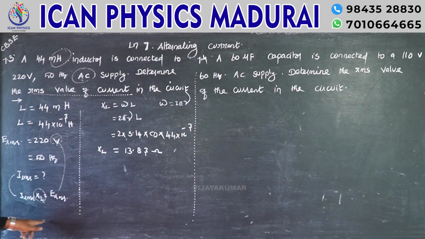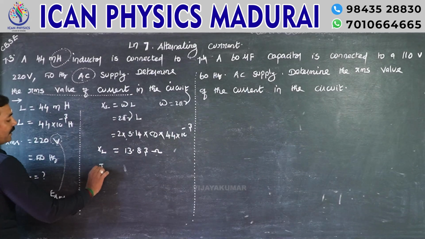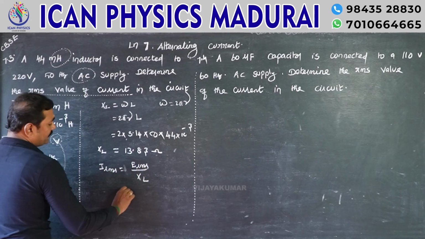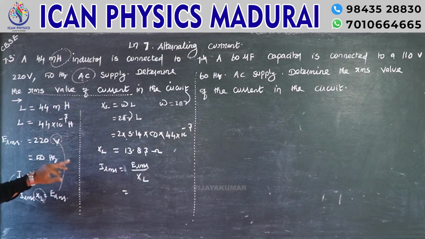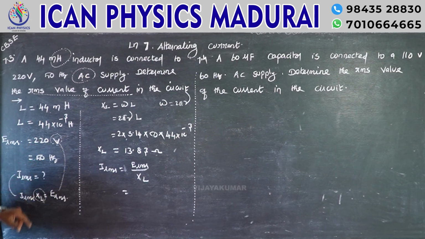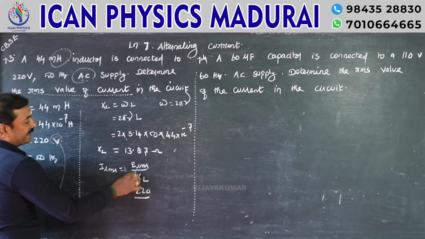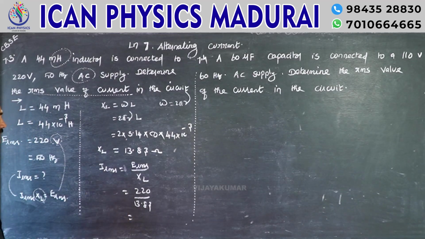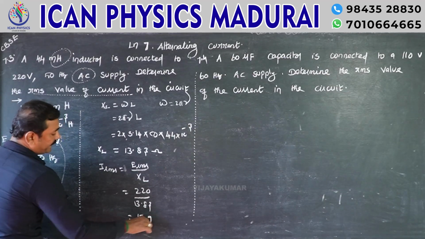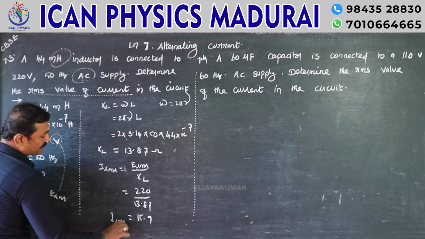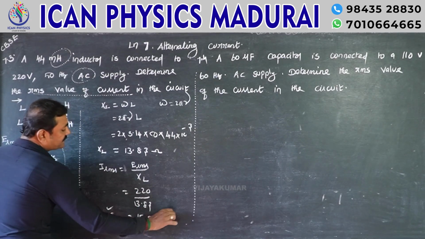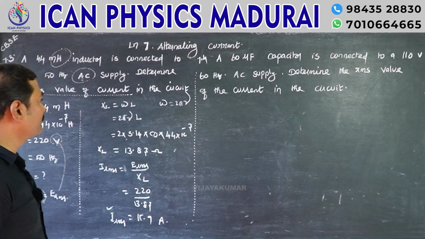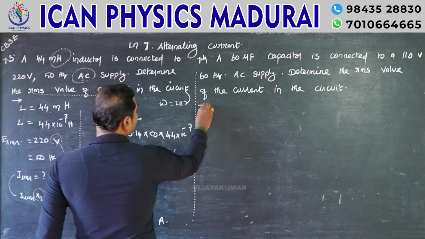The multiplication XL goes to the right side as division. So IRMS equals ERMS by XL. What is the value of ERMS? 220 volt. XL is 13.83. When you divide, you get 15.9. That is the IRMS. The unit of current is ampere. Do you get it now? Do you have any doubts? No doubt. Okay, so we go to the next question.